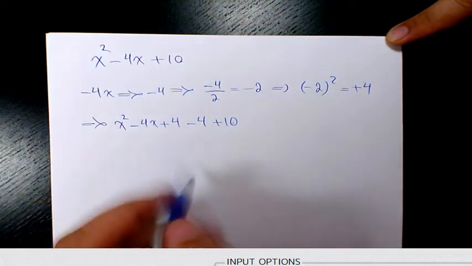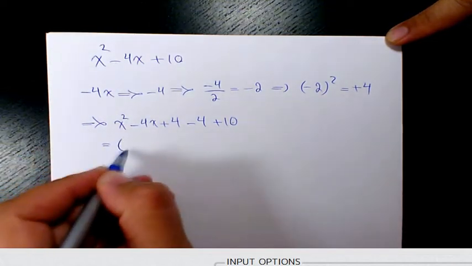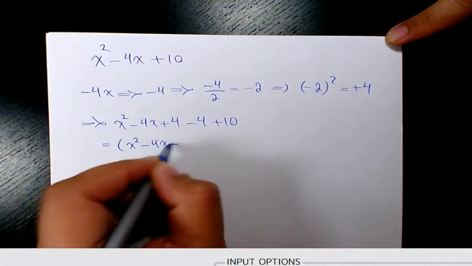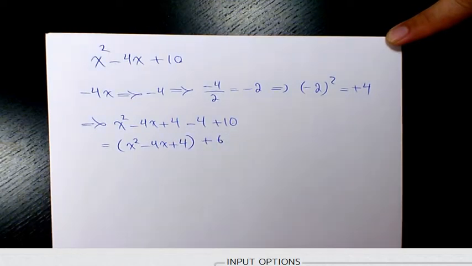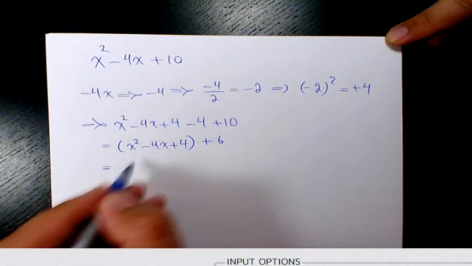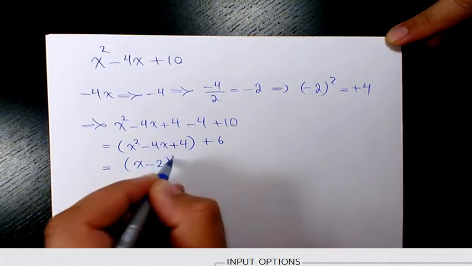So we have 5 terms now. We keep the first 3 terms. These 2 are going to be 6, and we write it outside the bracket. When you factor that, it's going to be x minus 2 to the power of 2 plus 6.